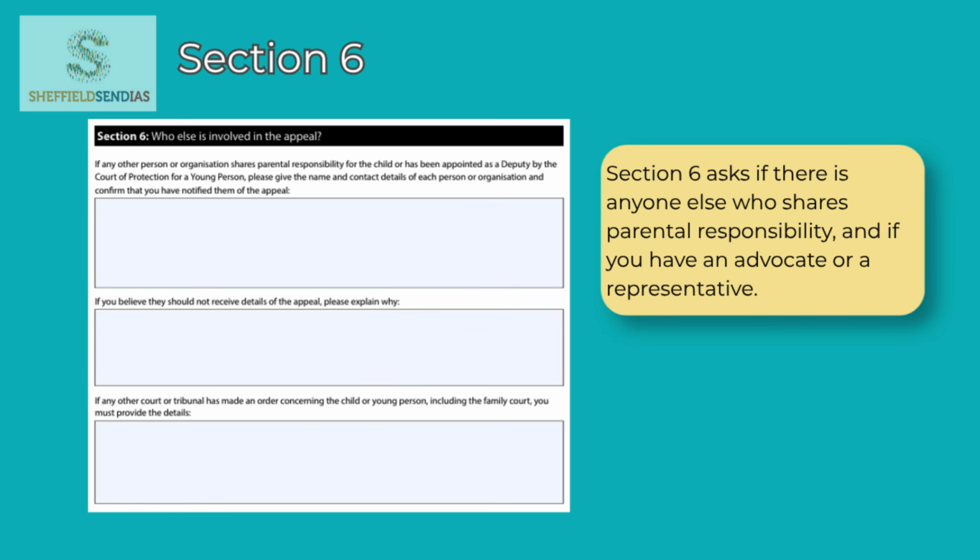Section 6 asks if there is anyone else who shares parental responsibility who should be involved in the appeal. It also asks if you have an advocate or a representative. Advocates are usually used where it's a young person who is lodging the appeal, but parents can also have advocates. But you don't need to have an advocate, and many parents proceed with their appeal without one. Representatives are usually legal representatives who act on behalf of a parent or a young person. They will be the only person to receive information about the appeal and respond to it for you.